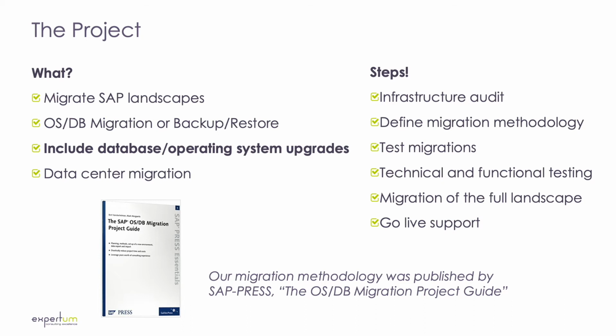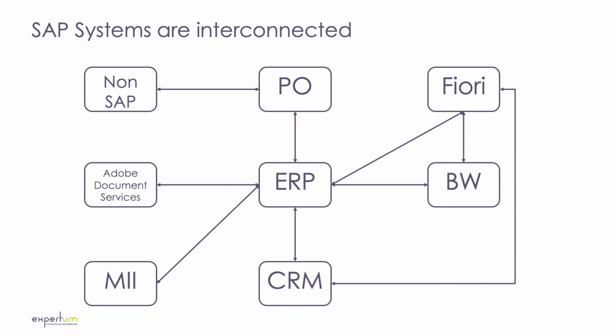Something to take into account is that SAP systems are interconnected. A long time ago, we only had SAP R3, and with SAP R3, everything was in the same box. This is no longer the case. A lot of customers still have SAP ERP, which is the successor of R3, but they have a business warehouse system, they have a CRM system, they have MII, they have an infrastructure environment like Process Orchestrator, etc.